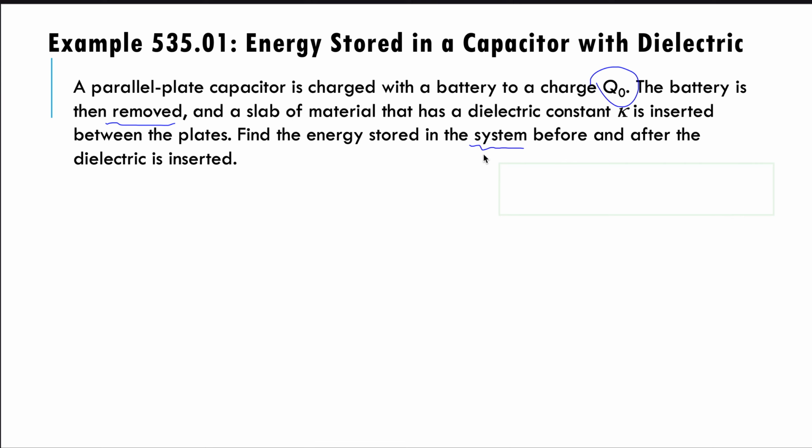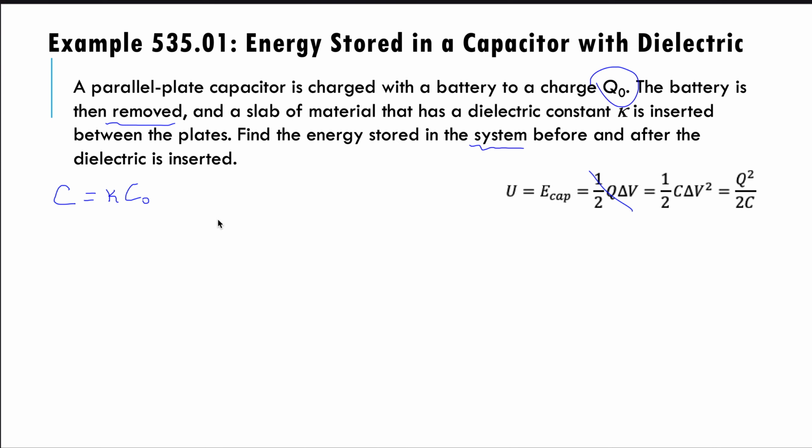So how do we find the energy stored in a capacitor? We have three equations right here, and the trick is to know which one to use. When we insert the dielectric between the plates, the capacitance is going to change. The new capacitance is kappa times the original capacitance, C0. So we want an equation that has capacitance. Now, which one are we going to use? The one that has V or the one that has Q?